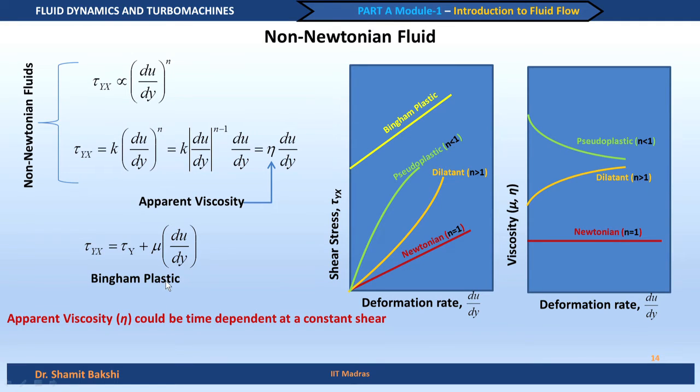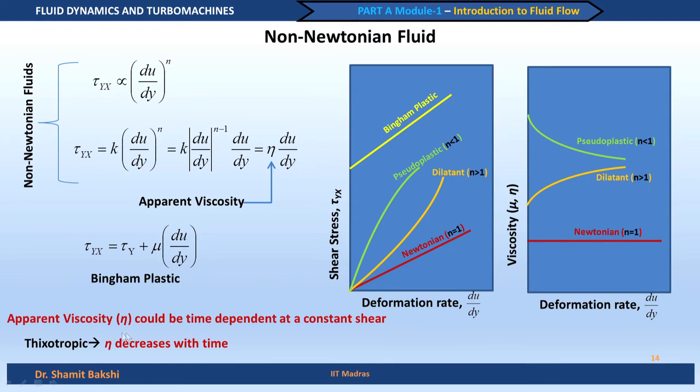So far, whatever we have discussed brings out the dependence of the apparent viscosity on the strain rate or the rate of deformation. But if you see the statement here, it says the apparent viscosity eta could be time dependent. That means even if the applied shear stress or the rate of deformation is the same, it can change with time. This time dependency brings in more complexity in the type of behavior for non-Newtonian fluids.